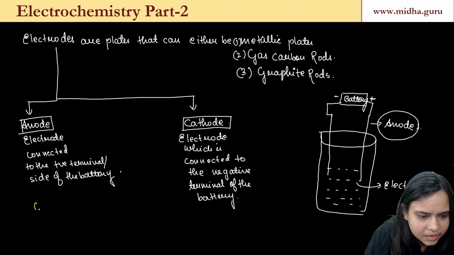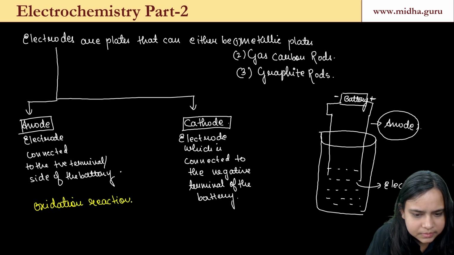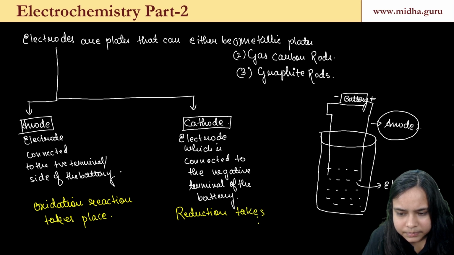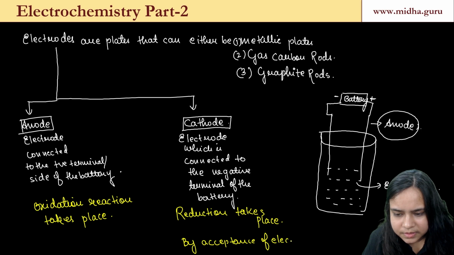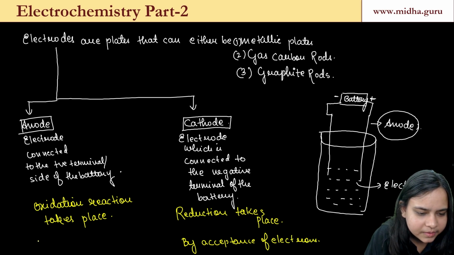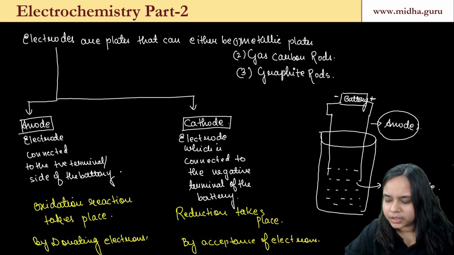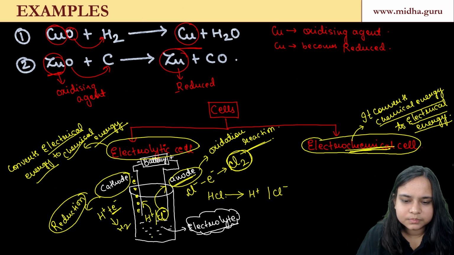So one more point we can add to this difference: in the anode, oxidation reaction always takes place. And in the case of the cathode, reduction takes place. How? By acceptance of electrons. And how is oxidation taking place here? By donating electrons. Now coming to the electrolytic cell, I hope you have got good clarity regarding this.